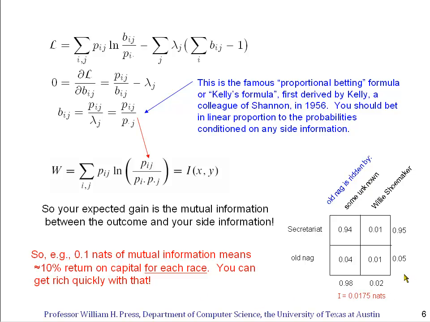In this particular example here, with Shoemaker and Old Nag, the mutual information turns out to be quite small. It turns out to be only about 1.75%, or 0.0175 nats. In that case, you'd have to have a lot of races going to show a large return, but on average, you'll gain 1.75% on your assets for every race run.